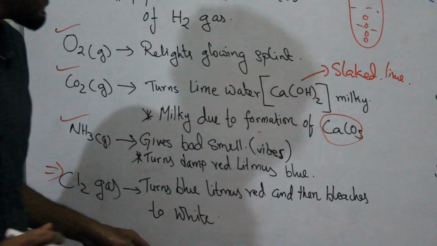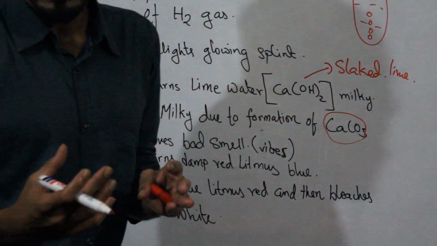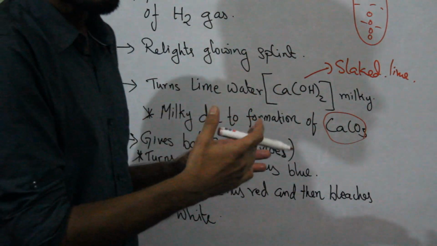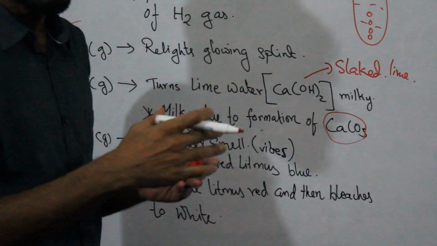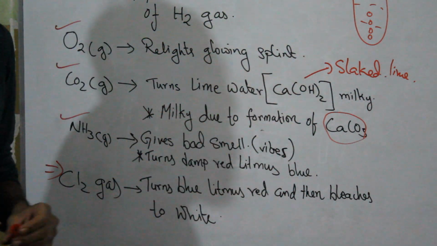Now let's go to chlorine gas. If chlorine gas evolves, it will turn blue litmus paper red, and then eventually if you give it some time, it will bleach into what? White color.